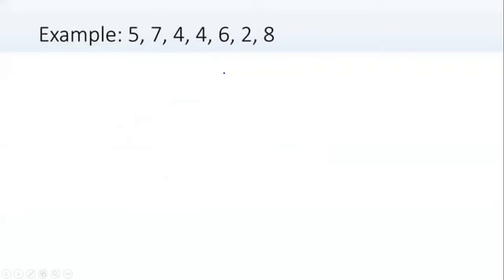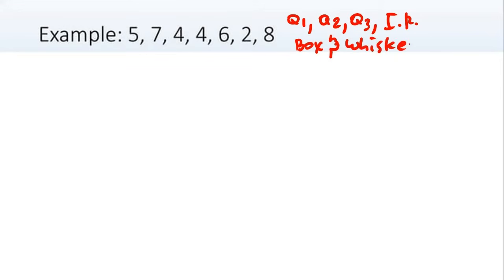Okay, let's have an example. We have 5, 7, 4, 4, 6, 2, 8. So we need to find Q1, Q2, Q3, interquartile range. And of course, we need to plot this data using box and whiskers plot. Okay, so makita natin kung ano yung box and whiskers plot.